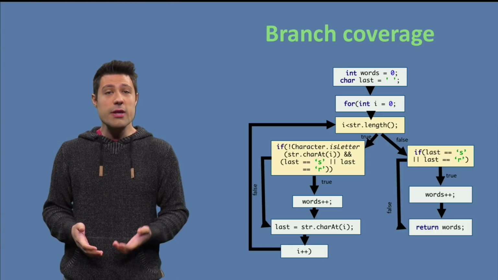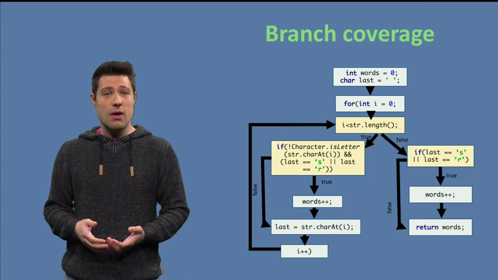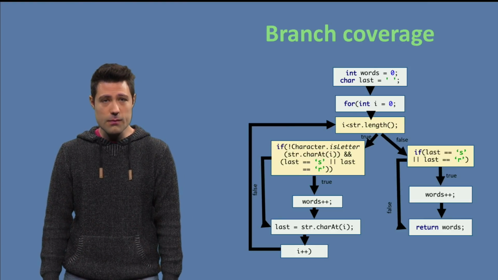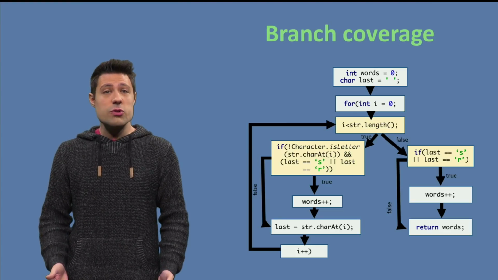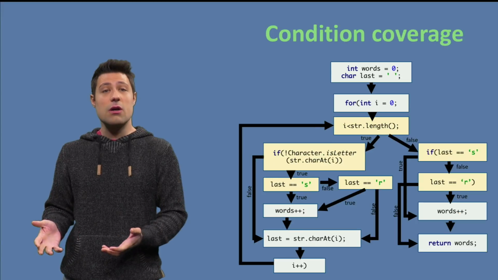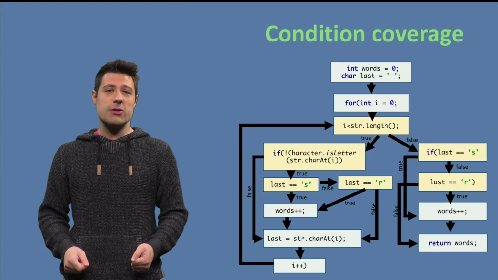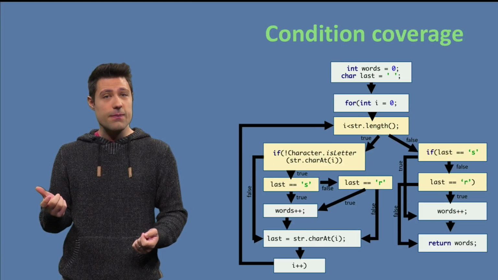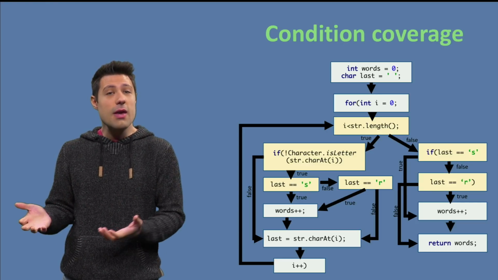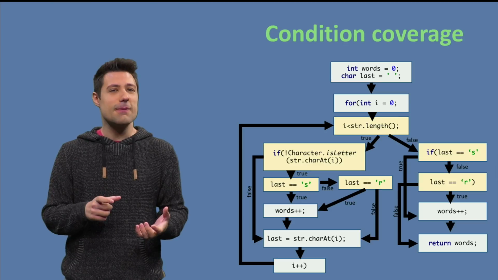We then discussed branch coverage, and in there we wanted to have at least one test for each possible branch of our program. Branch coverage was already better, but we could still improve. Then we went for condition coverage. There we made sure to exercise each of the conditions separately. After all, one thing is all of them working together. Another thing is all of them working individually.